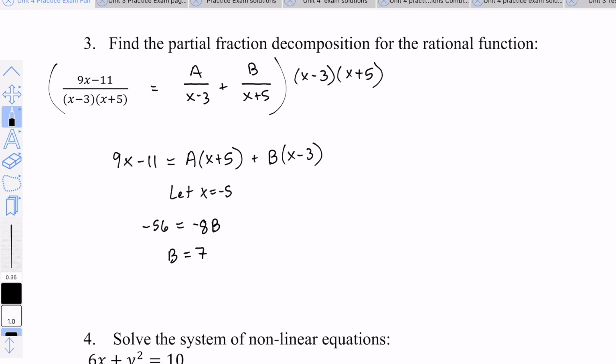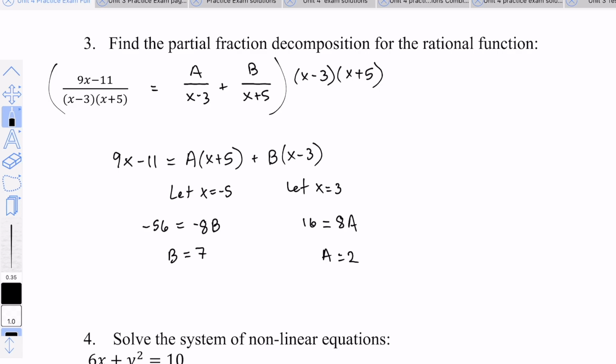Now we're going to do the same thing, choose a convenient value to cancel b so that we can solve for a. So to cancel b, we need to let x equal 3. And then plug 3 in for all of the variables. 9 times 3 is 27, minus 11 is 16. Here we have 3 plus 5, which is 8. And here 3 subtract 3 is 0. 0 times b is 0. So b disappears. Divide by 8, and we get a equals 2.